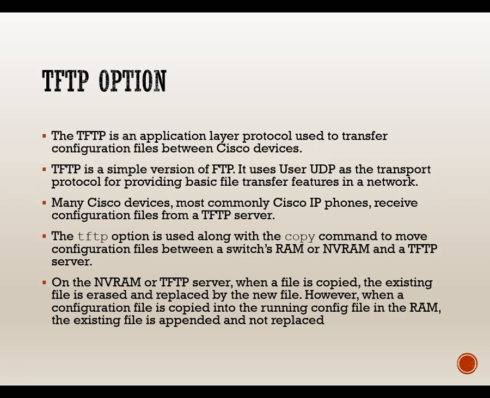TFTP is an application layer protocol. It's a simplified version of FTP. It's an application layer protocol used to transfer configuration files between Cisco devices. The command that we're going to use is copy start, let me say, copy startup-config, and then TFTP.